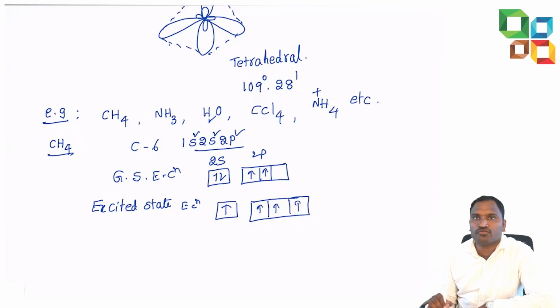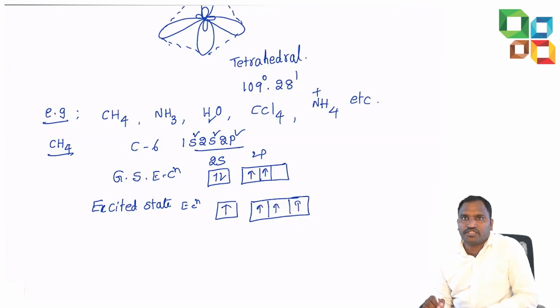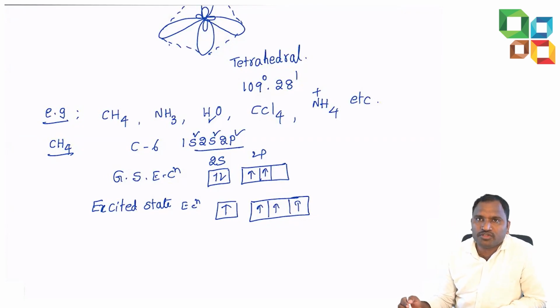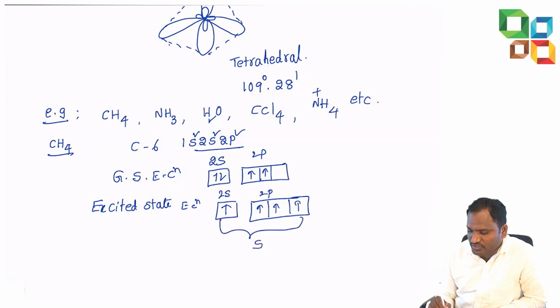Now 4 orbitals are generated, and each orbital has one electron. So from 2s, 1 orbital, and from 2p, 3 orbitals. So the hybridization is sp3. Hope you understood at least now. This case is sp3 hybridization.